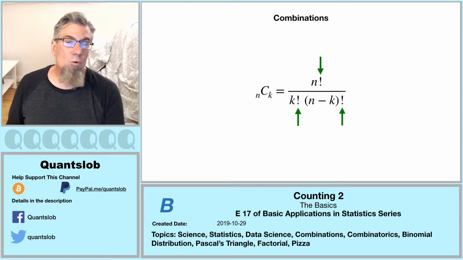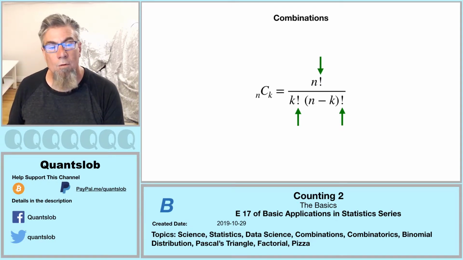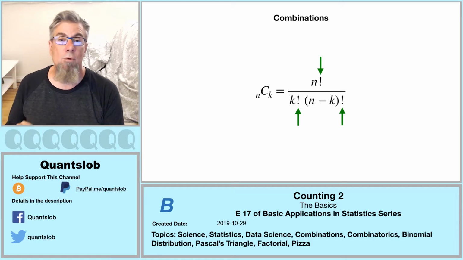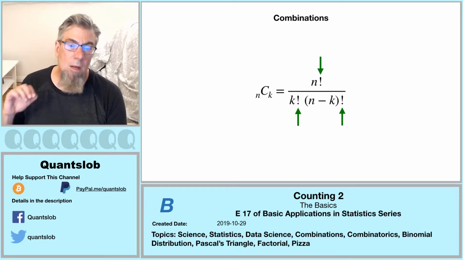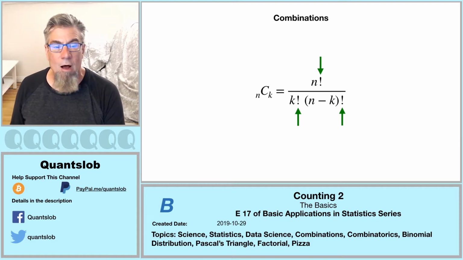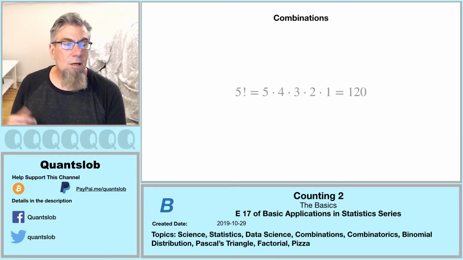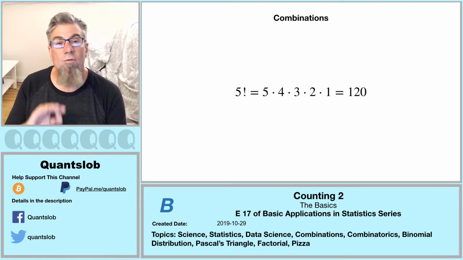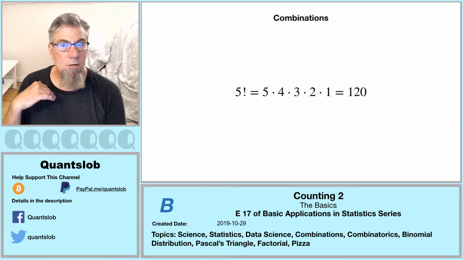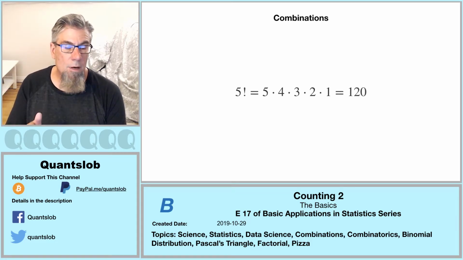Anyway, the factorial is sort of a cumulative product performed on the collection of all counting numbers up to and including the integer value that precedes the exclamation mark. So that's a big mouthful, but it's really easily conveyed by example. 5 factorial, for example, equals 5 times 4 times 3 times 2 times 1, which equals 120.